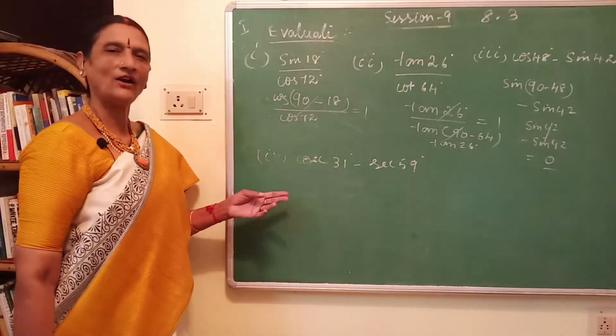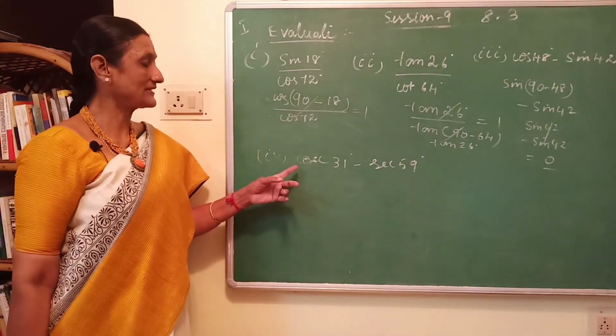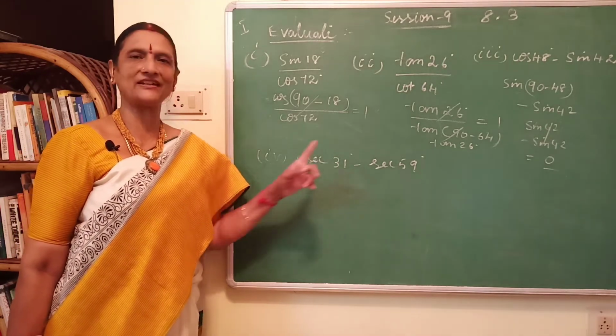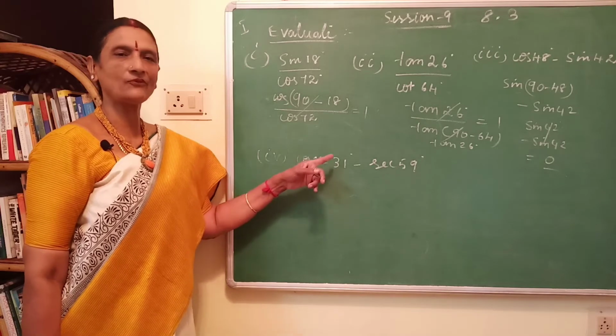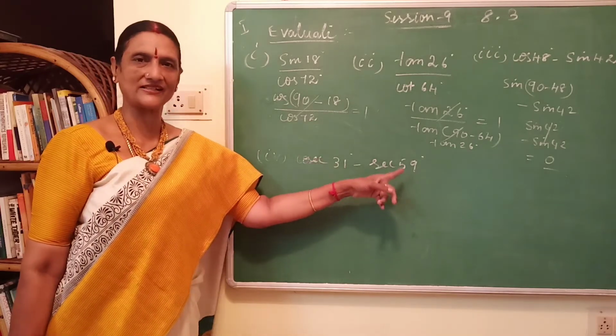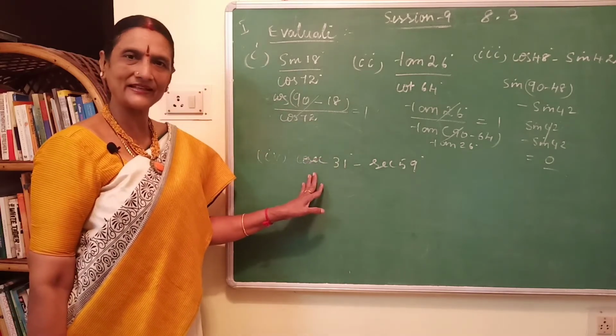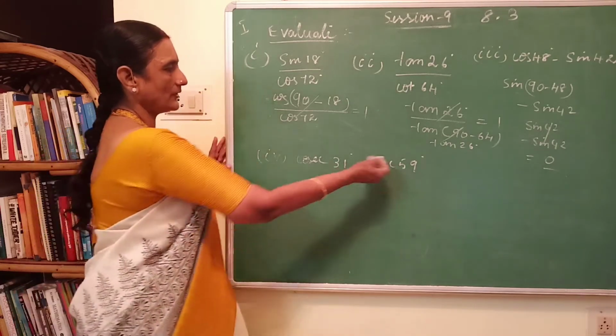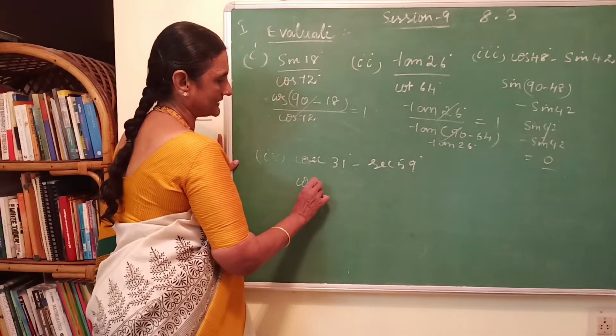Right? Now come to the fourth sum, cosecant 31 degrees minus secant 59 degrees. Now cosecant of any angle is equal to secant of its complement. Either you can make a change for the first term or you can make a change for the second term. So I am going to make a change for the second term.